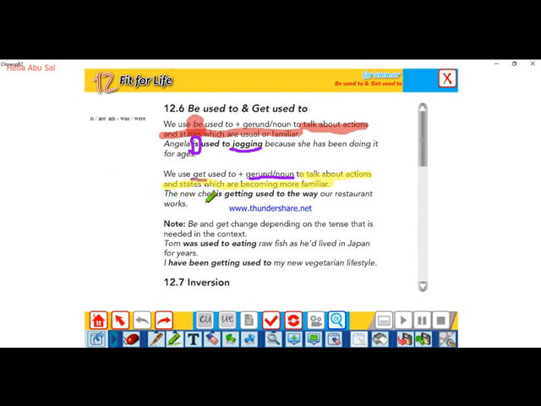We are becoming more familiar. Now let's see the example that we have here. Of course, we need to pay attention to the branch of be. The new chef, it's singular, right? So we put is. Let's have another color with the pen. So the chef is getting used to the way our restaurant works.